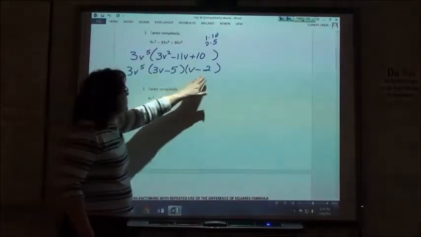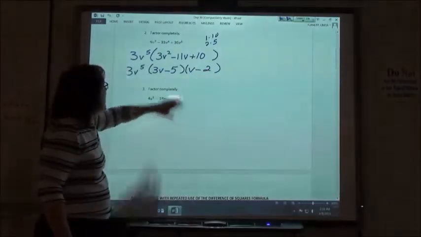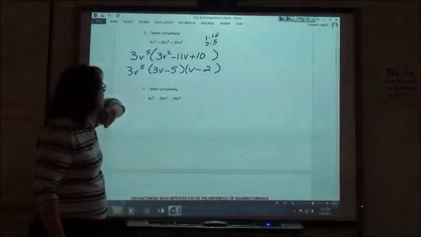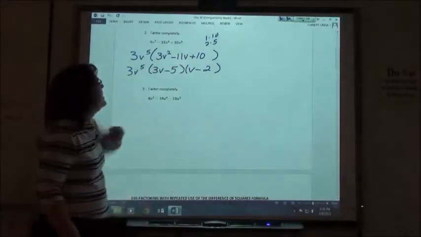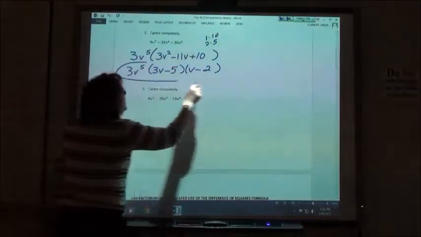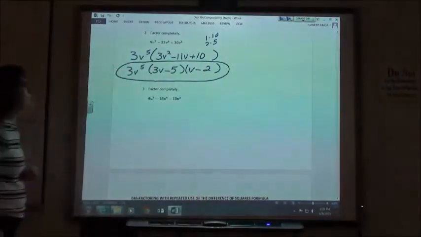My outside product is negative 6v. My inside product is negative 5v. Sure enough, negative 6 plus negative 5 is the negative 11 in the middle. And so I've got it factored correctly.